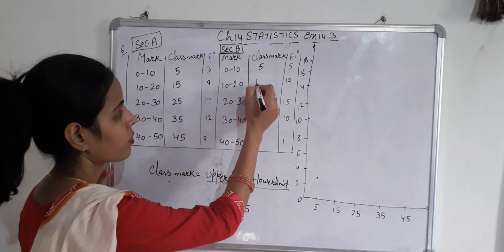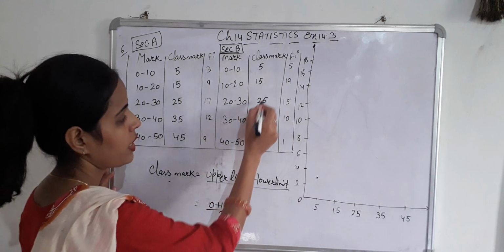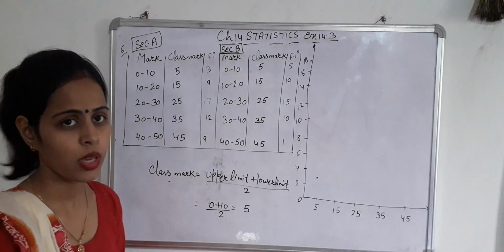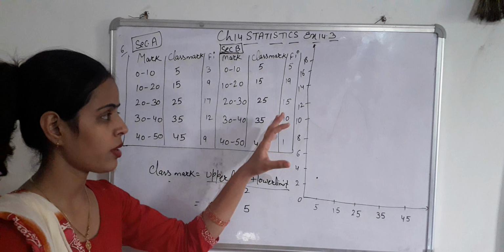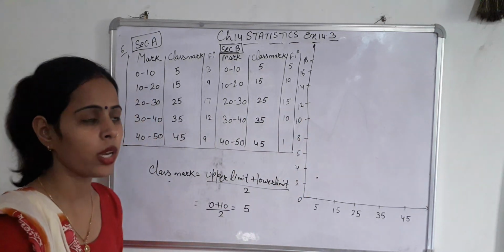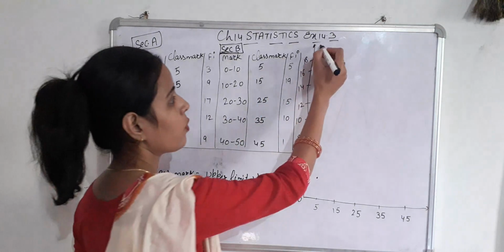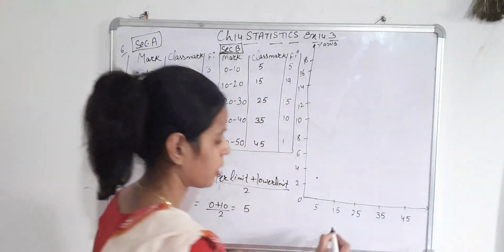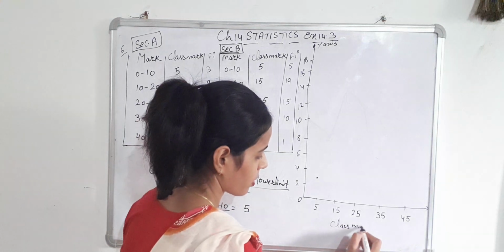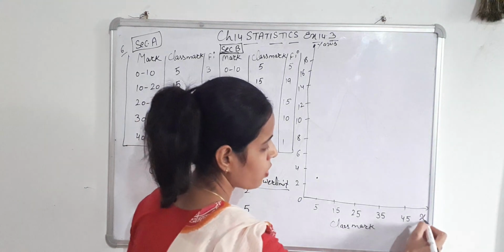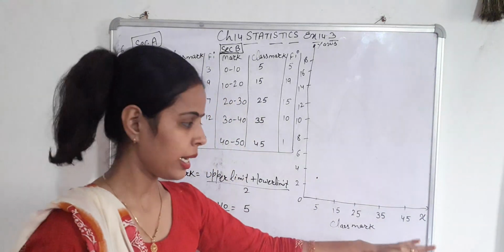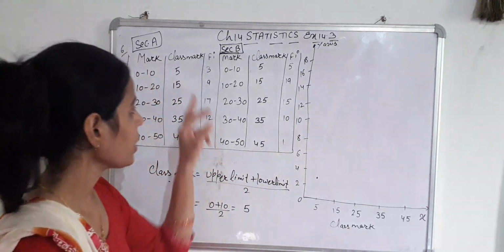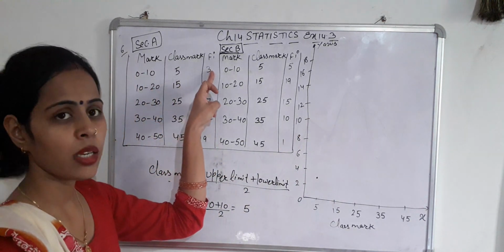5, 15, 25, 35, 45. With the help of these class marks and frequencies, draw the frequency polygon. Take frequency on the y-axis and class mark on the x-axis. Class mark on the x-axis or horizontal line, frequency on the y-axis or vertical line. Class mark is 5, frequency 3.